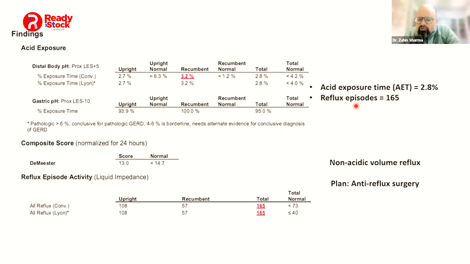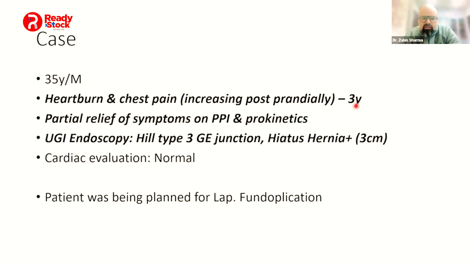These patients will still do good with anti-reflux surgery or endoscopic interventions for a Hill's grade 2, like a GERD-X or an ARMA. Next case, similar: 35, heartburn and chest pain. No volume-related symptoms. It's basically heartburn and chest pain. Partial relief to PPI and prokinetics. Endoscopy: Hill's 3. There is a large longitudinal 3 centimeter hiatus.